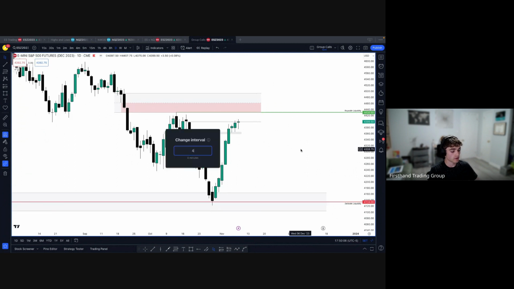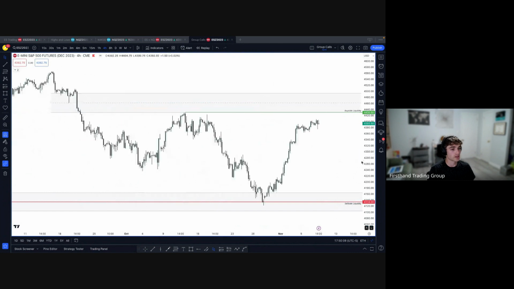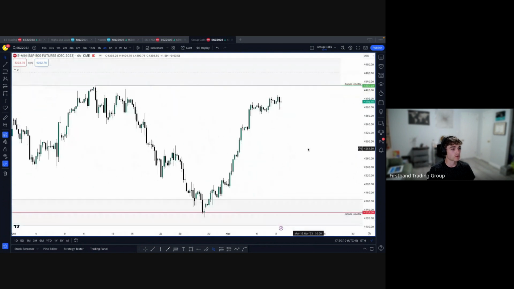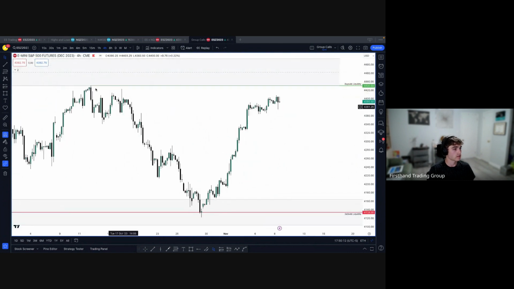Okay, so look at this 4-hour chart. You can see that pretty clear market maker buy model. Right, here's your original consolidation. There was the distribution, smart money reversal in here, the accumulation, second stage, and then we're distributing up into the buy side above the original consolidation up here. So just watch for that to continue to play out.